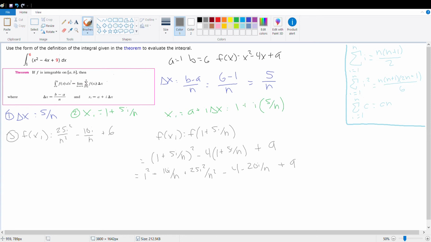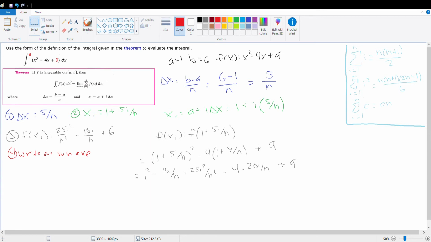Cool. So now we have identified all the components of the right side of our equation in Theorem 4. And so we can write that equation out. That's what we're going to do. So write our sum expression using the components that we just found.